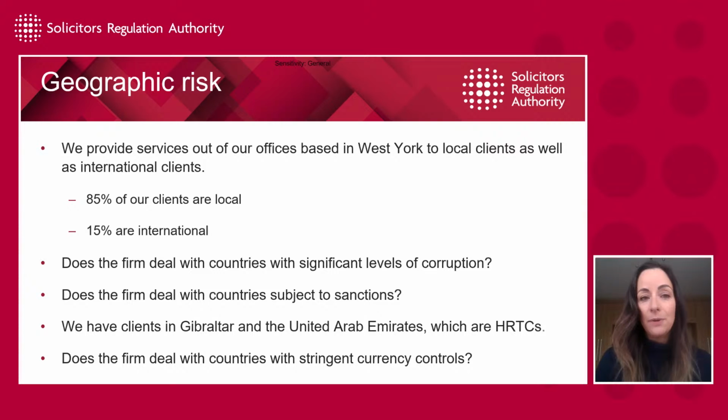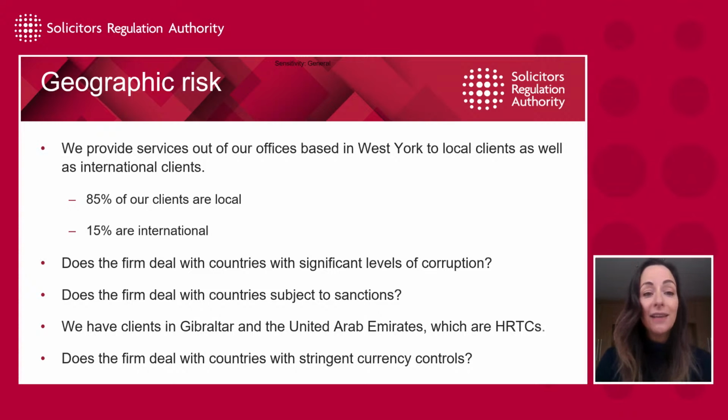So with the examples at lines 2 and 3 there, be careful with making unrealistic statements in your risk assessment, or saying that you would never act for a client in a country where, for example, there are significant levels of corruption. We do see this quite a lot, and it's important that you do set out the controls that you have in place to ensure you identify such countries where they do arise.